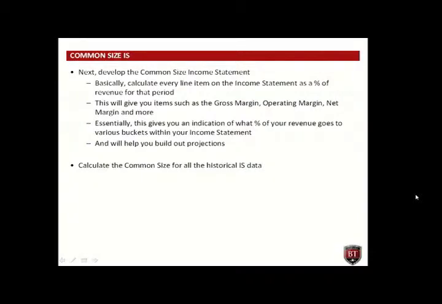So this essentially gives you a sense of what percent of your revenue is getting used up by the various buckets of operations, taxes, investment, etc. within your company. And once you have this common size, you can then selectively pick out certain percentages that you can multiply to your projected revenue to get your future projected income statements.